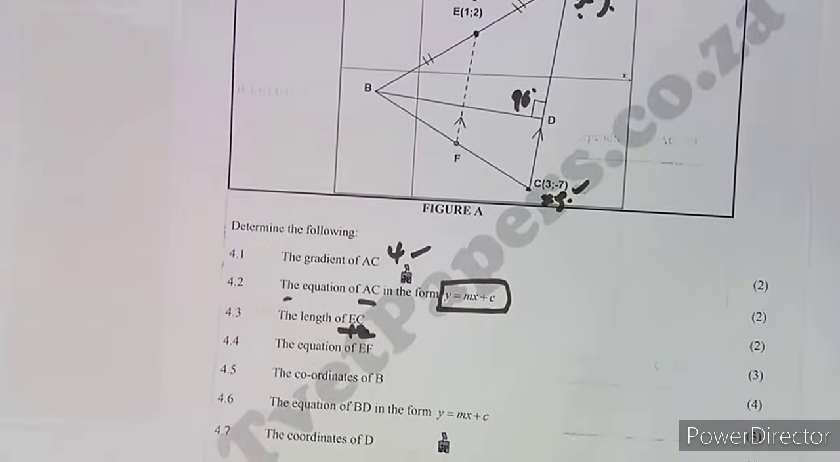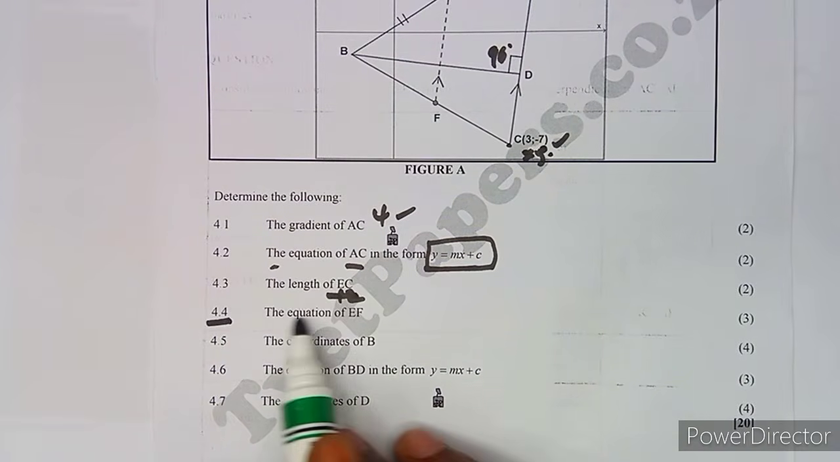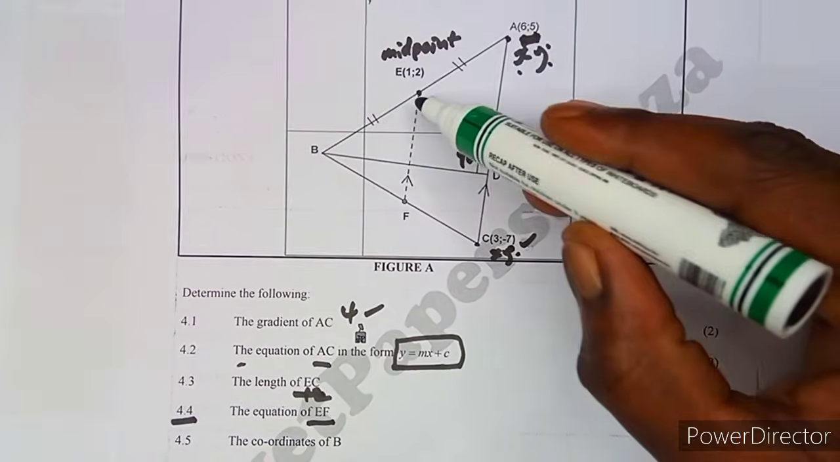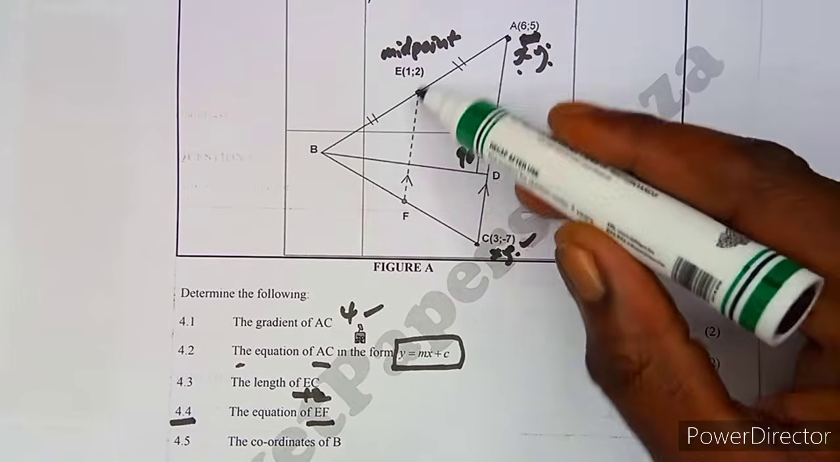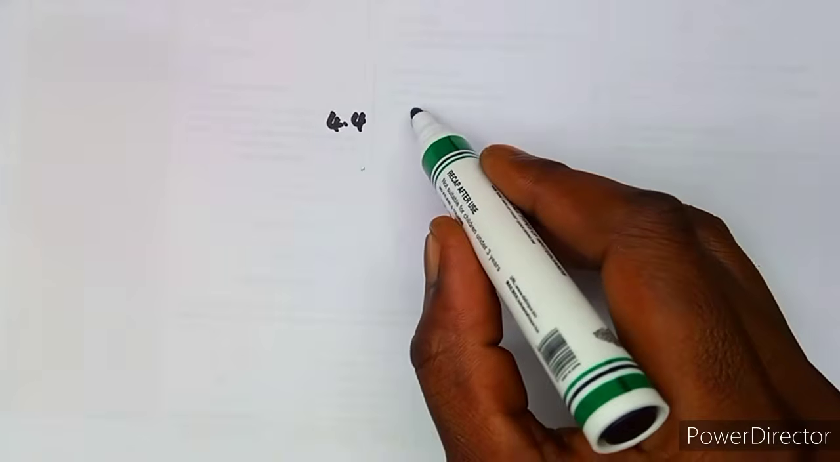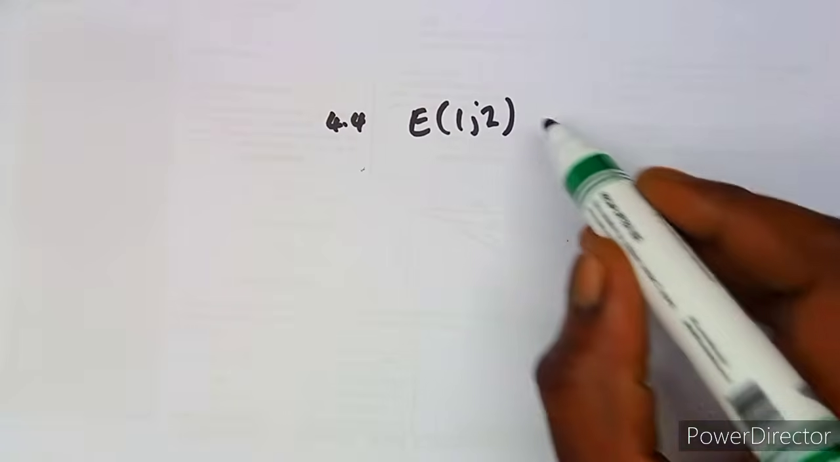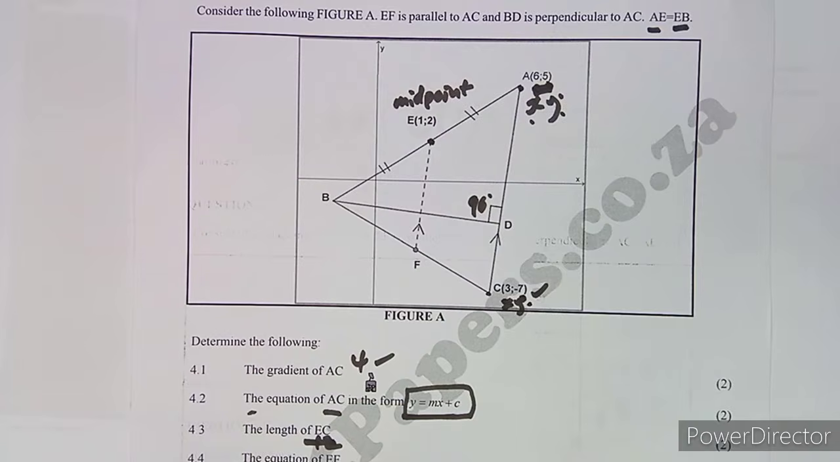Okay, let's move on to EF. Calculate the equation of EF on 4.4. We need the equation of EF. This is our EF here, the point. We have point E from line F here. As you can see on this one, we are just given a point, the point E, which is 1, 2. But they need us to calculate the equation. So how are you going to do this?